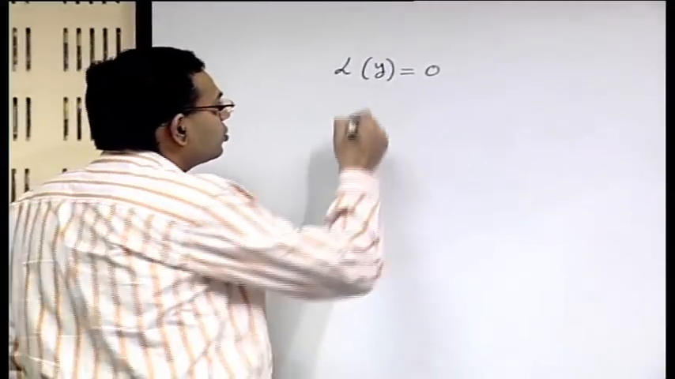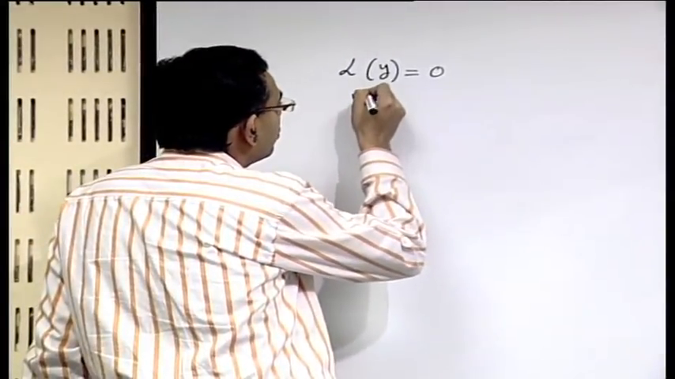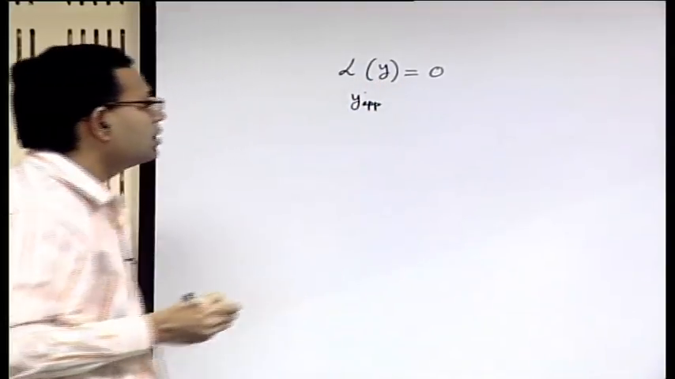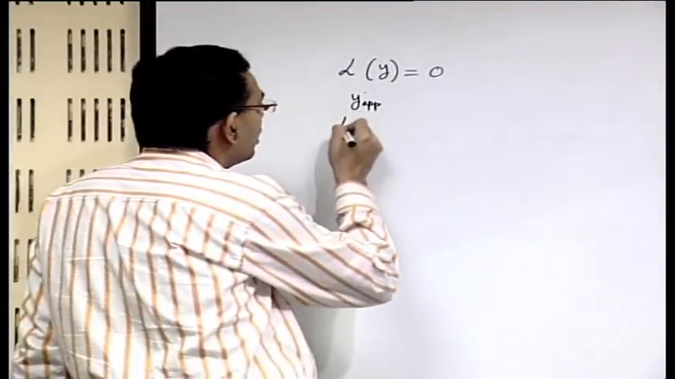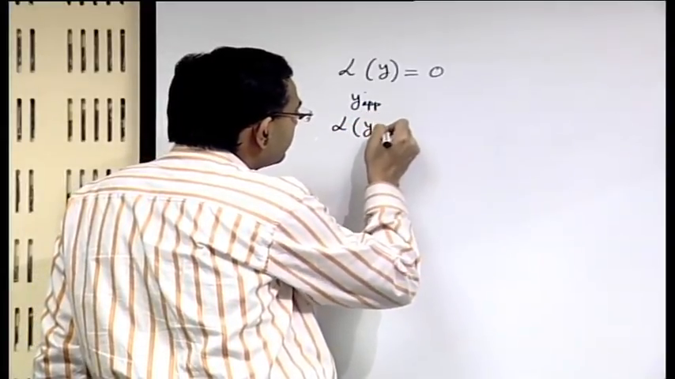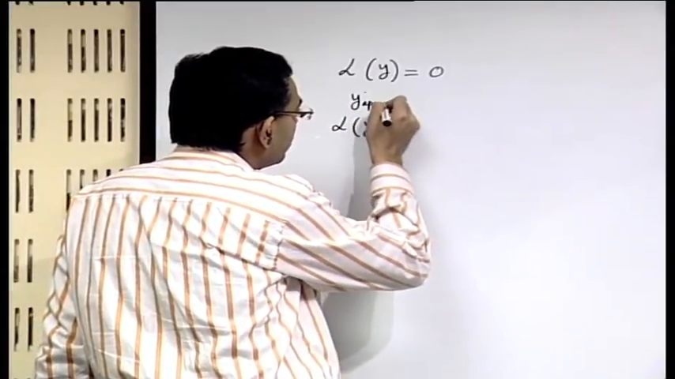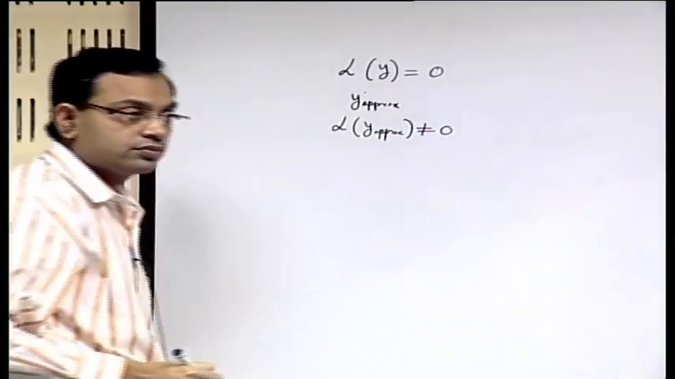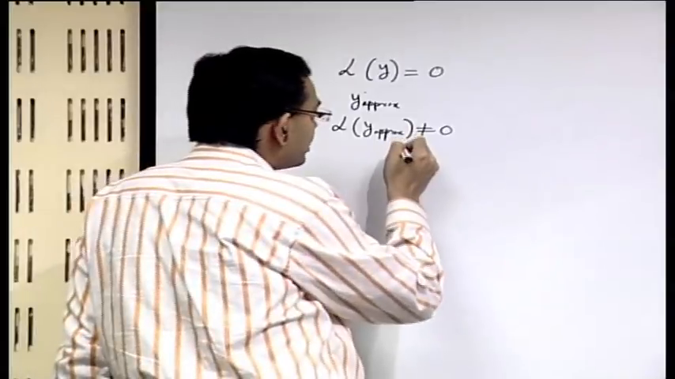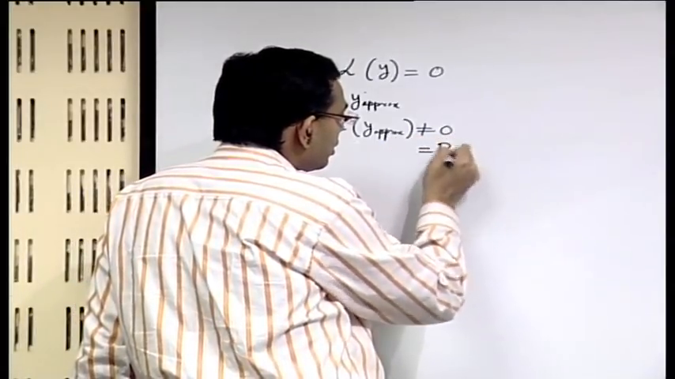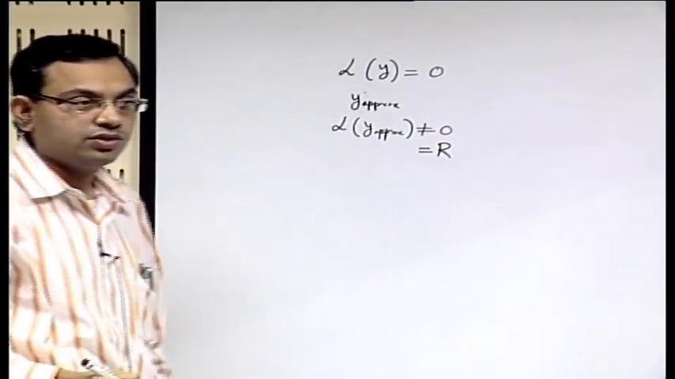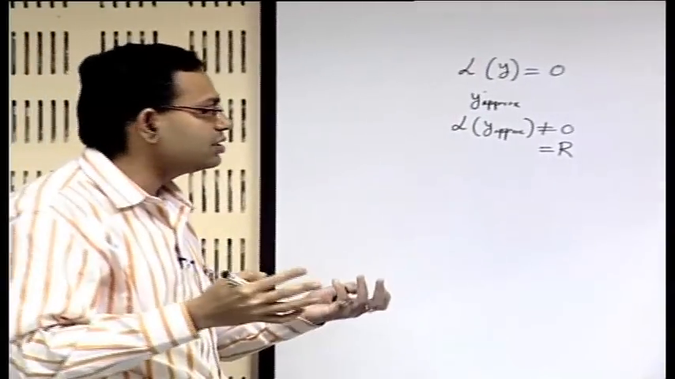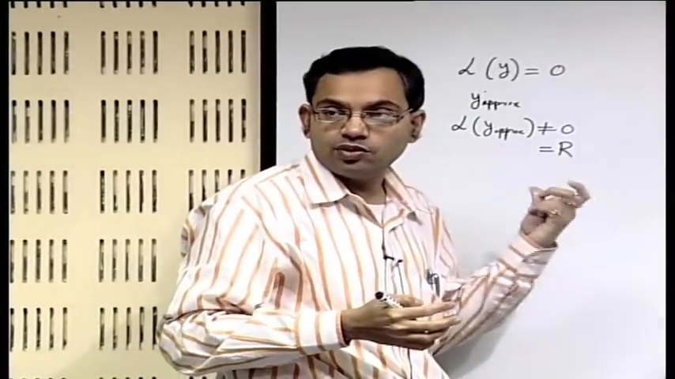So, if you now substitute y approximate, then L of y approximate will not be equal to 0, and we call this equal to some residual which is non-zero. Our objective is to have a method which tries to minimize this residual.